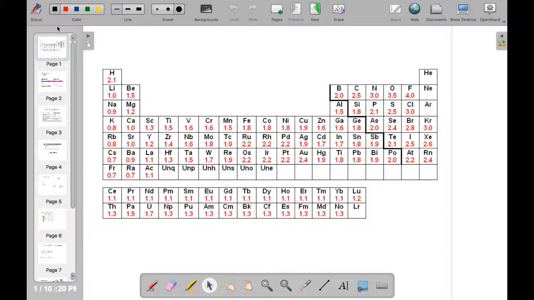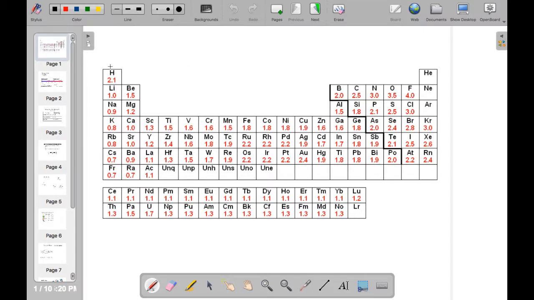Today we're going to talk about polarity and intermolecular forces. So, a quick review. Remember that every single element has an electronegativity value. Here's the periodic table, and this periodic table shows the electronegativity value for every element. This is based on a scale from a famous chemist. But basically, what does this number mean?